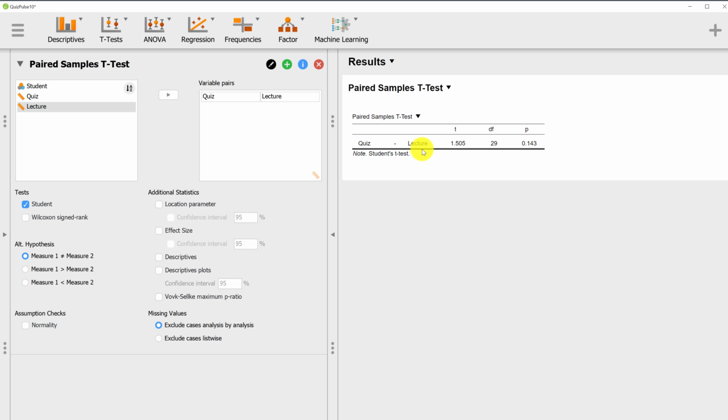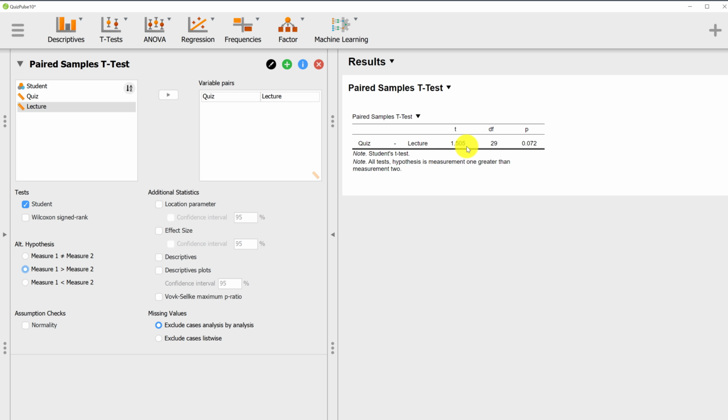I wanted to know if pulse rates were higher during the quiz, which means that quiz minus lecture would be greater than 0. In other words, this is a right-tailed test. The default is two-tailed, but I'll select right-tailed, and that will change the p-value in our output.